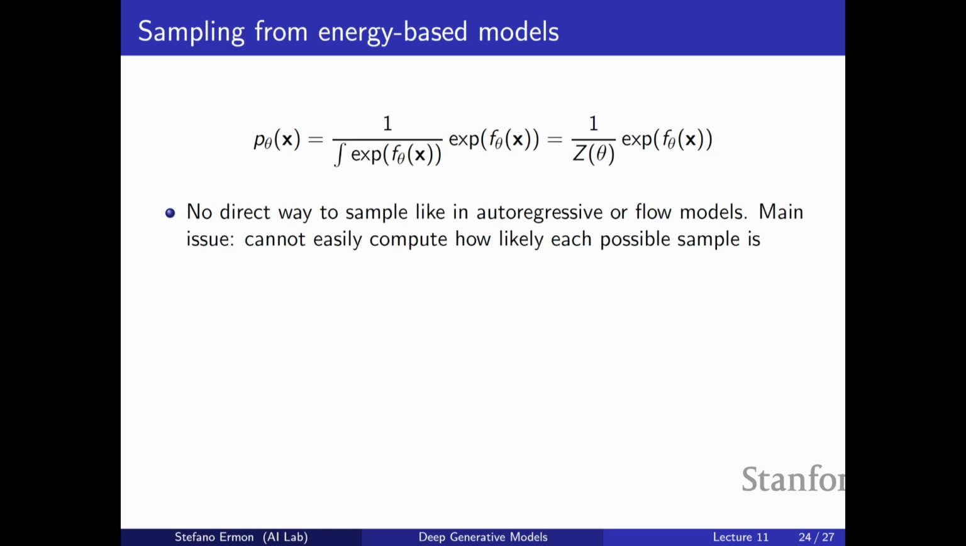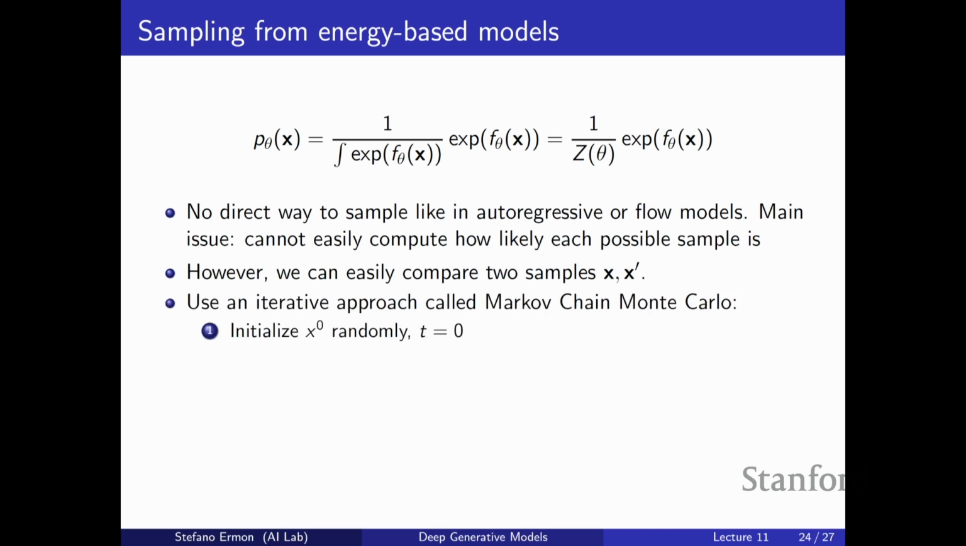But what we can do is compare two possible samples, x and x prime. The basic idea is that we can do some kind of local search or local optimization, where we start with a sample that might not be good, just by randomly initializing x0 somehow, and then try to locally perturb this sample to make it more likely, according to the model.